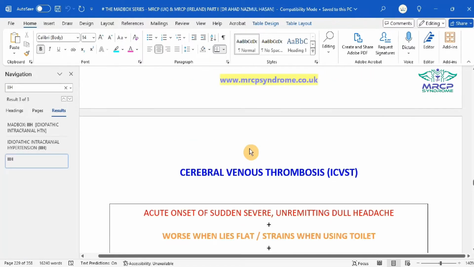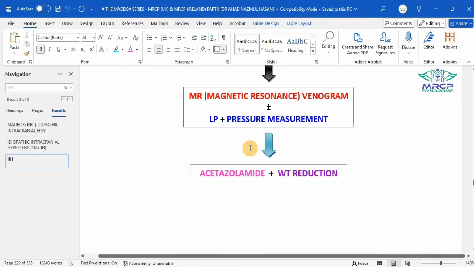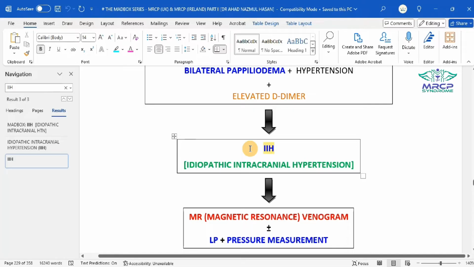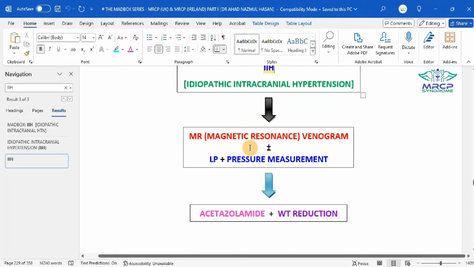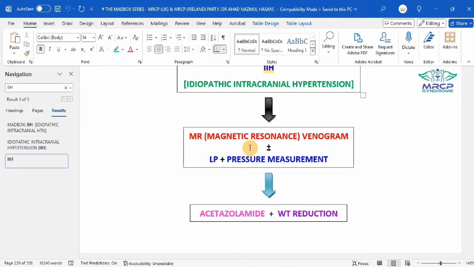So whenever CVST or IIH is suspected, the immediate next step would be the MR venogram. And if they ask what should be the initial therapeutic intervention, then only in that case you can go for the lumbar puncture with pressure measurement. But whenever they just mention what should be the next investigation, then go for the MR venogram.